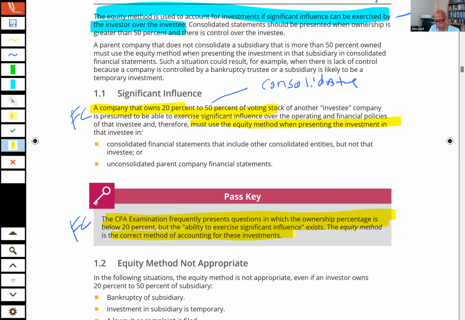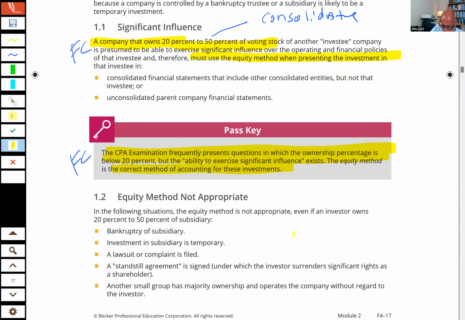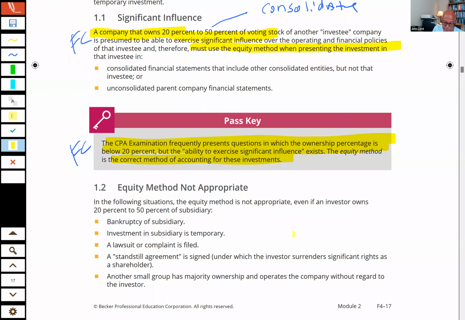So you need to read the question carefully. Just don't memorize that 20% rule and then not read the question carefully to see that there are no shareholders that own more than 2% of the stock, let's say. Then we would still use the equity method, even though we're below the 20% threshold. And then that goes the opposite way.